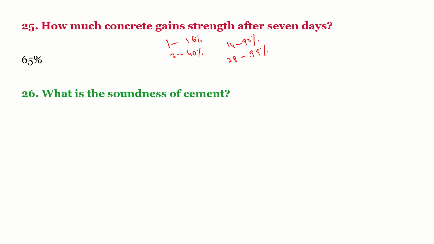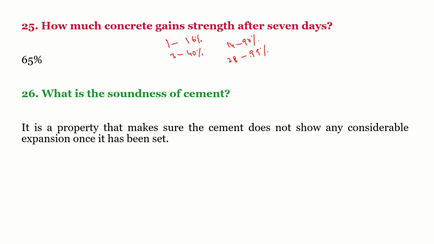And next question, what is soundness of cement? Soundness of cement is basically a property of cement which does not show any expansion or any changes in volume once it has been set. Generally we measure the soundness in mm, that is the amount of expansion. The cement is said to be good if the expansion is less than or equal to 10 mm, not more than 10 mm.